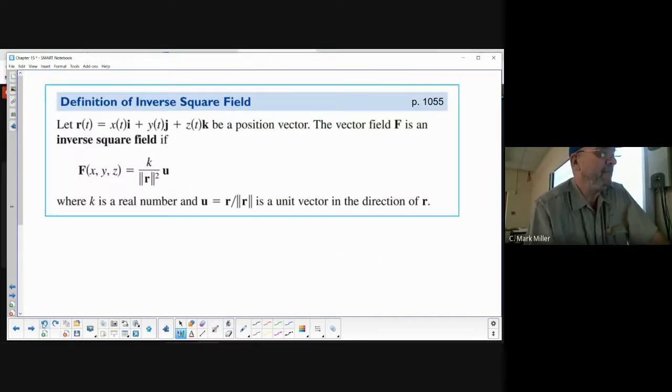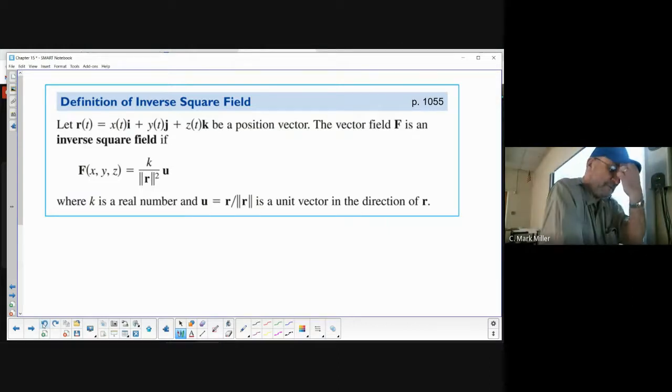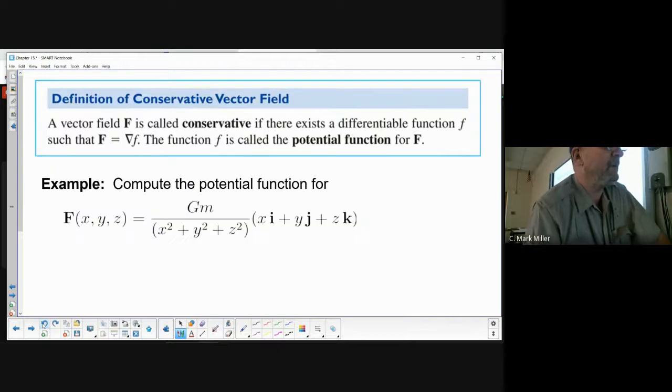All right, definition of an inverse square field, what you just saw. An inverse square field: if you double the distance, the force is 1/4. If you triple the distance, the force is 1/9. Inverse square field. A lot of them occur in nature.